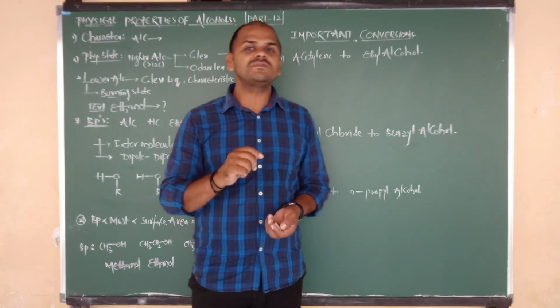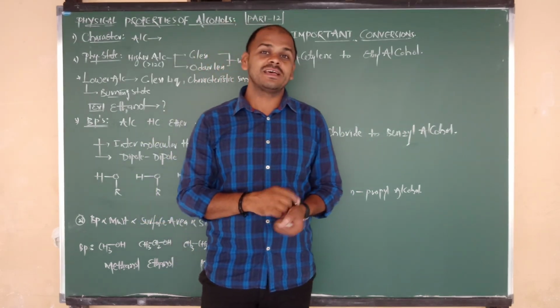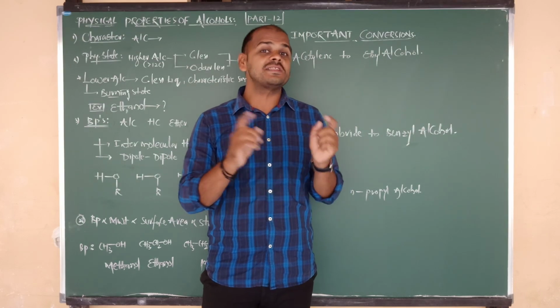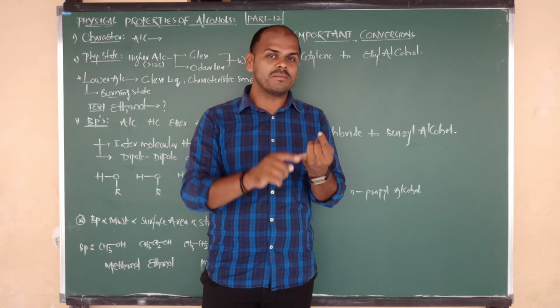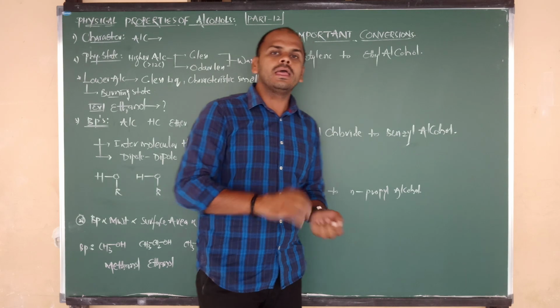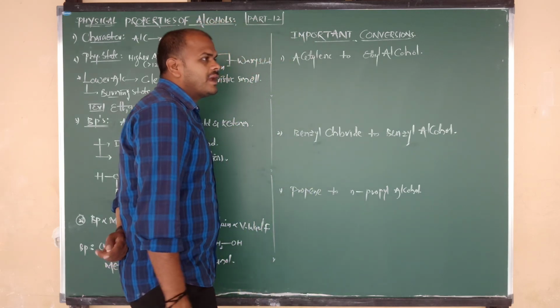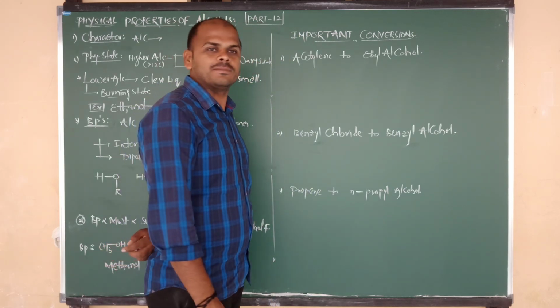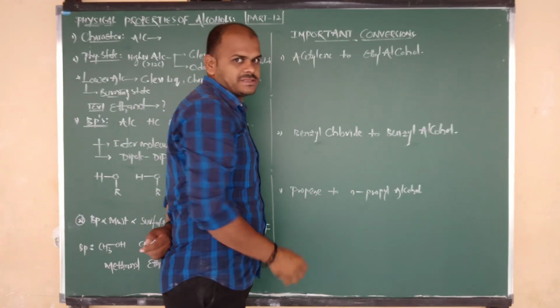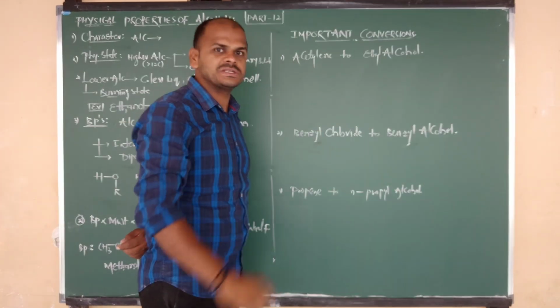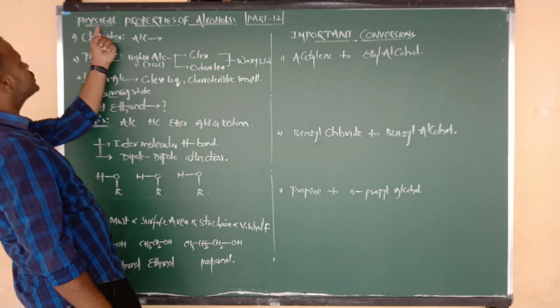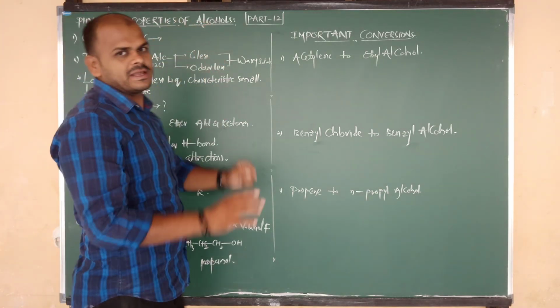I hope we have successfully completed the preparations of alcohols along with some objective questions and also commercially important alcohols, one methanol and one more is nothing but what, beta? Ethanol. Okay, beta. Right, now in this class I am going to discuss the important conversions on the basis of the previous topic, preparations of alcohol. And also I am going to discuss the physical properties of alcohols.